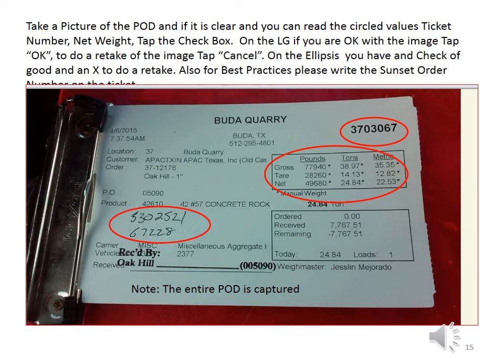Spending a minute on this, when you take your picture, you have an opportunity to take a retake. If you're on an Ellipsis, there's a check mark for I like the picture or an X for do it over. On the LG tablets, there's an OK for you like the picture, or a cancel, you want to do a retry. And you can do those retries to get a good image, a complete image.